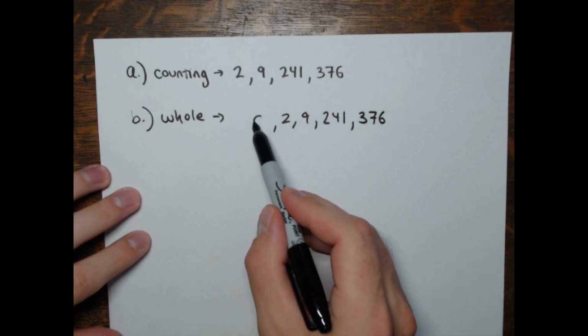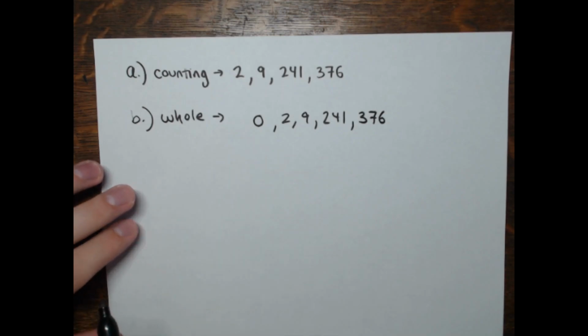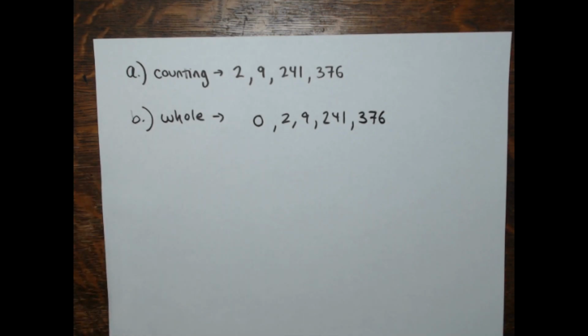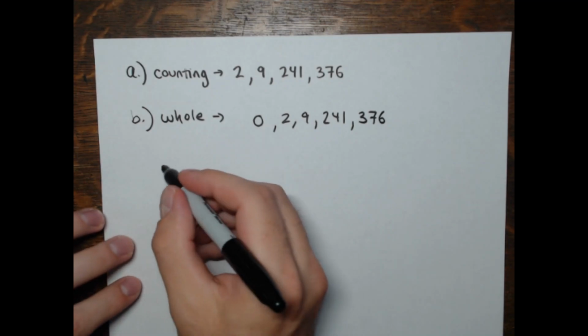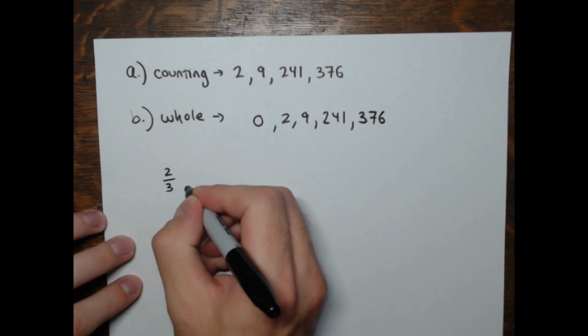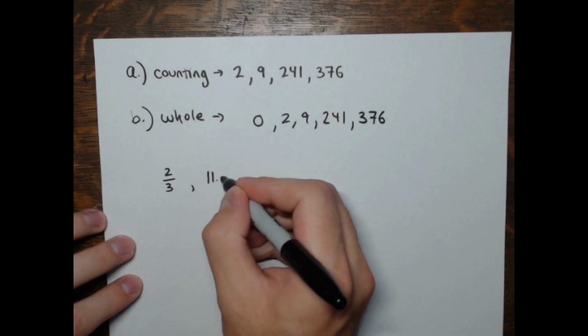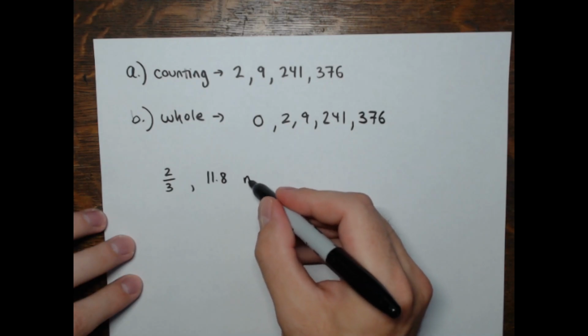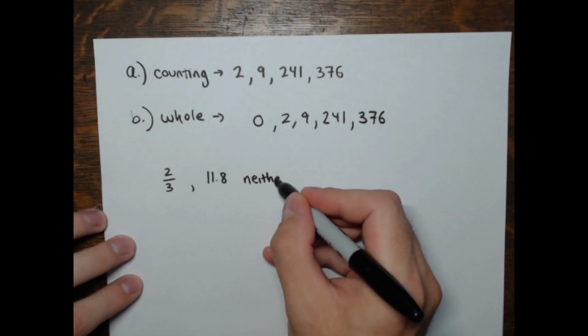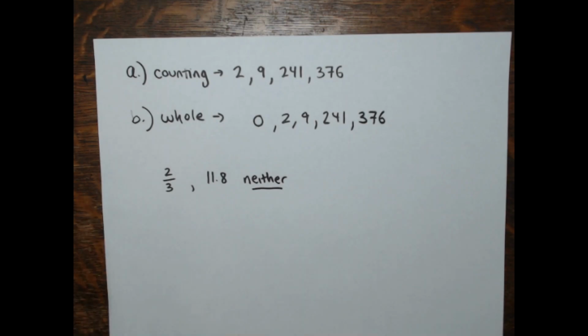But then there was also 0. Remember, 0 is considered a whole number here. And then you had 2/3, right? You had 2/3 and 11.8 are neither counting nor whole.